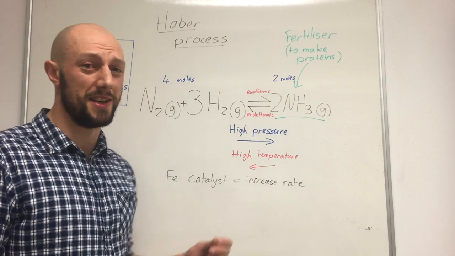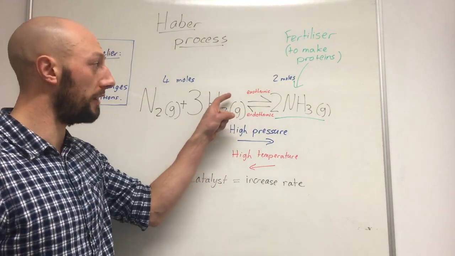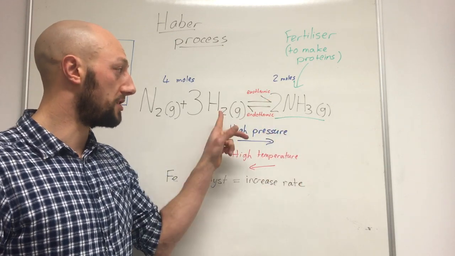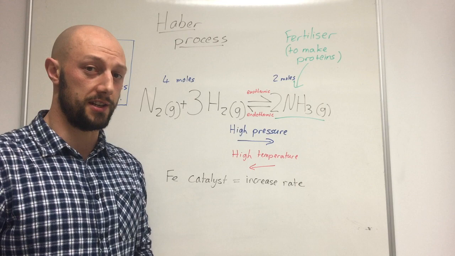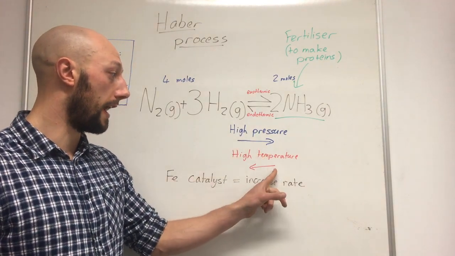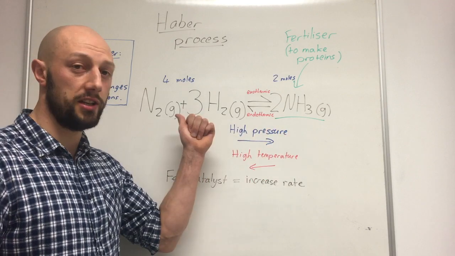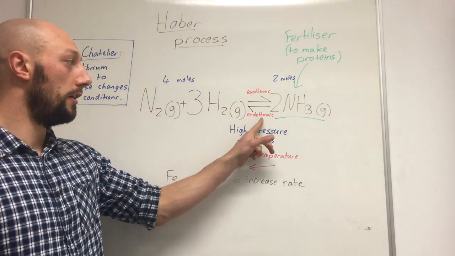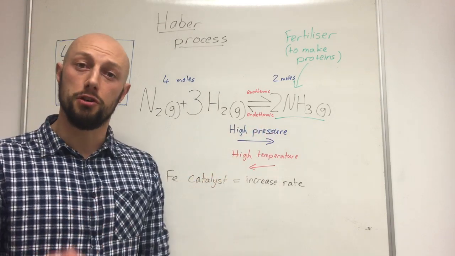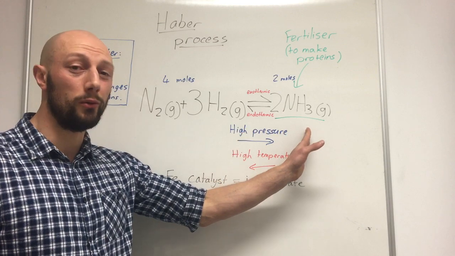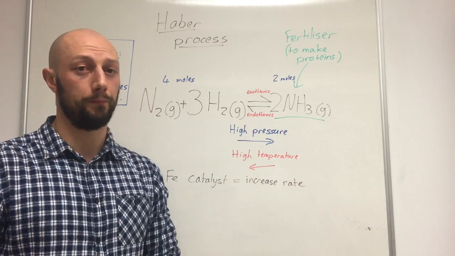The second condition is temperature. Now the forward reaction is exothermic, so it increases the temperature. The backwards reaction is endothermic, it decreases the temperature. If we have a high temperature for this reaction, I've drawn an arrow going this way, it will shift the reaction this way because we increase the temperature, the equilibrium will move to favour the endothermic reaction and reduce the temperature back down. Therefore, we actually want to get a high yield to run this at a low temperature.